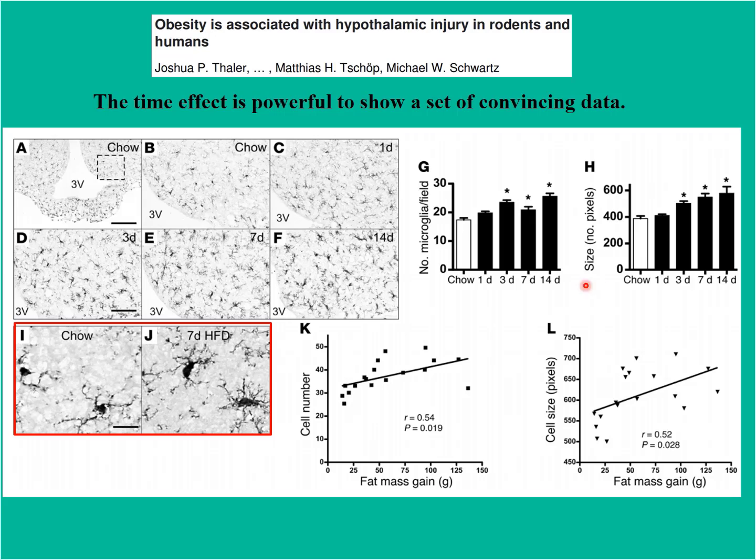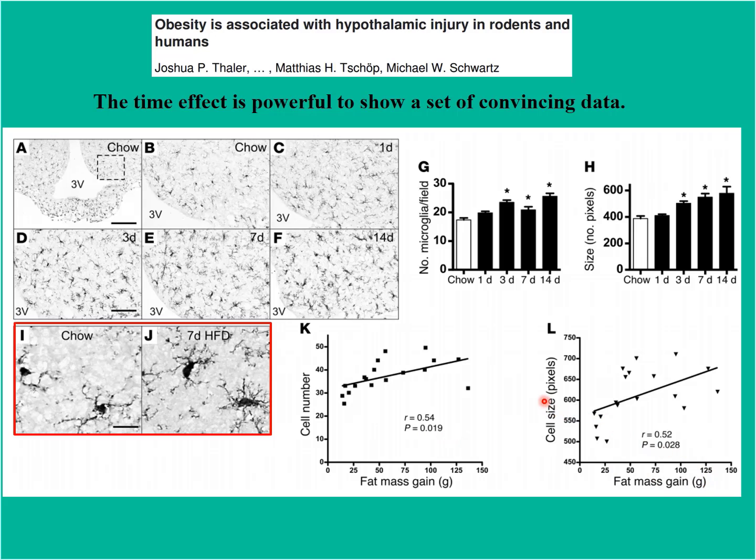They have also added 2 correlation plots in this figure. It demonstrates that the high fat mass gain, how much fat mass gain, this is the increase, and here the vertical is the cell number in terms of microglia cells. You can see a positive correlation between the number of cells and the fat mass gain, R value and the P value less than 0.05.